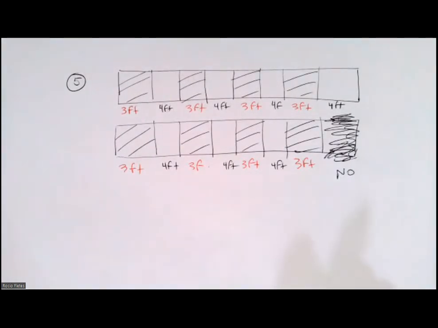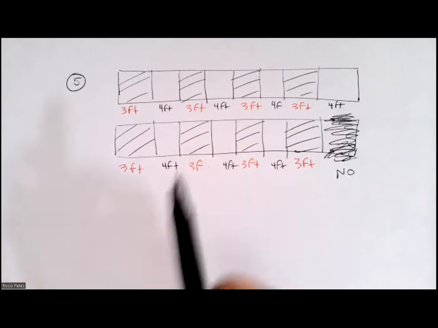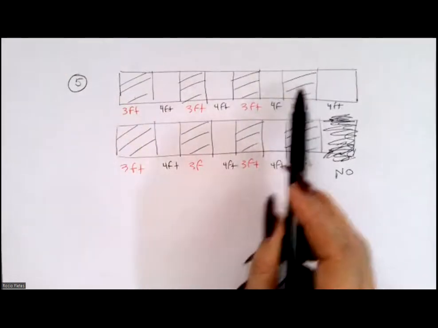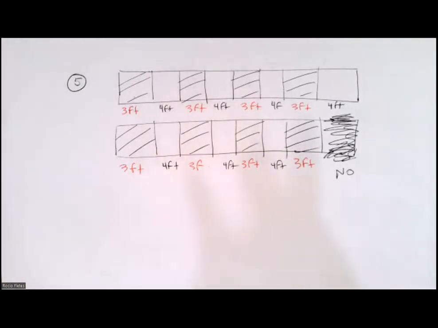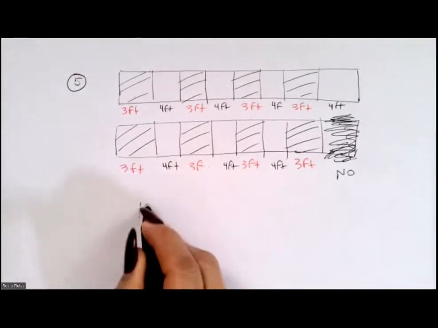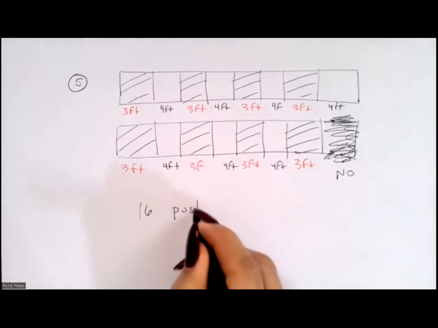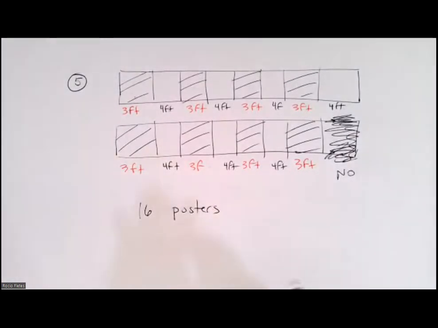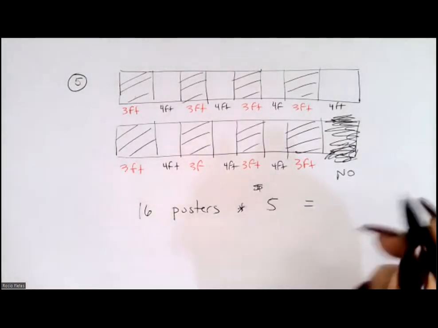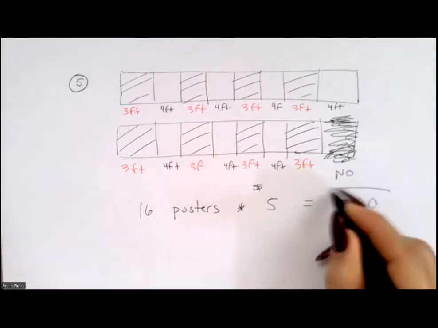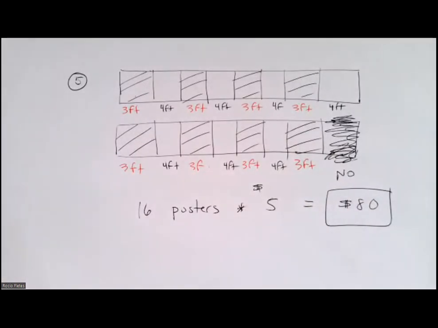Which we needed that. So that's exactly what I need. And then you count how many posters it is. So it's 1, 2, 3, 4, 5, 6, 7, 8. But remember, it's both sides, so it's 16 posters. So 16 posters I will need at $5 each. So that's gonna be $80. Okay? Because remember, you need to do this both sides.